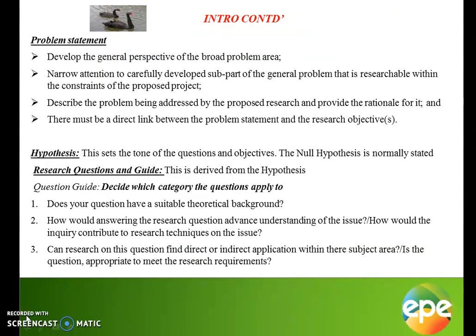is the problem. Now, for the problem, you need to develop a general perspective of the broad problem area. You need to narrow attention carefully to a sub-part of the general problem that is researchable within the resource constraints that are available to you. You need to describe the problem that is being addressed by the proposed research and provide the rationale for it. And there must be a link between your problem statement and the research objectives to showcase the ambivalence that you find in literature. Hypothesis sets the tone of the questions and objectives.